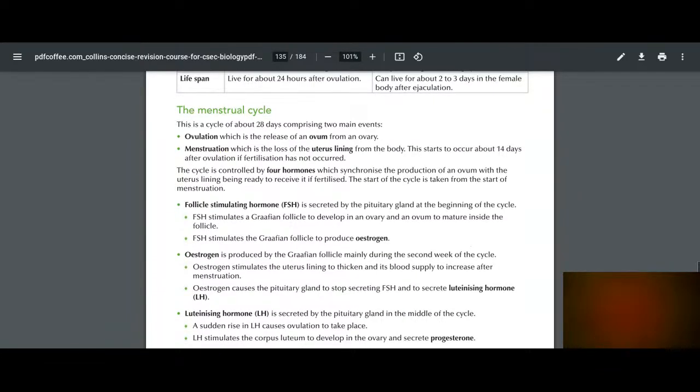Next section is the menstrual cycle. So the menstrual cycle is a cycle of about 28 days comprising two main events: ovulation and menstruation. So what is menstruation? Menstruation is the loss of the uterus lining from the body, and this starts to occur about 14 days after ovulation if fertilization has not occurred.